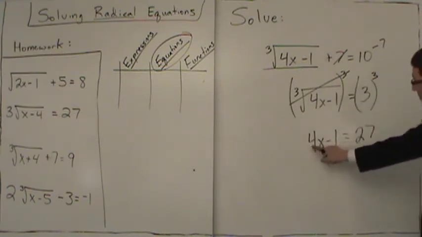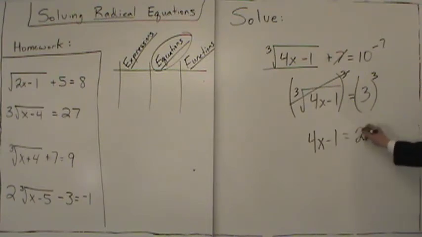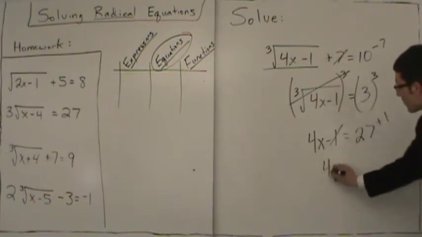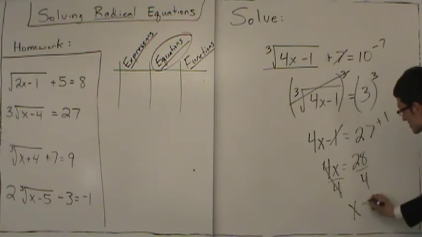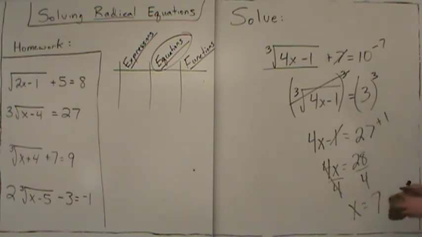Now, we have to get rid of the 4 and the negative 1. Start with the addition. 1 is being subtracted, so add 1. We get 4x equals what? 27 plus 1 is 28. Now divide by 4, you get x equals 7. And this is your final answer.